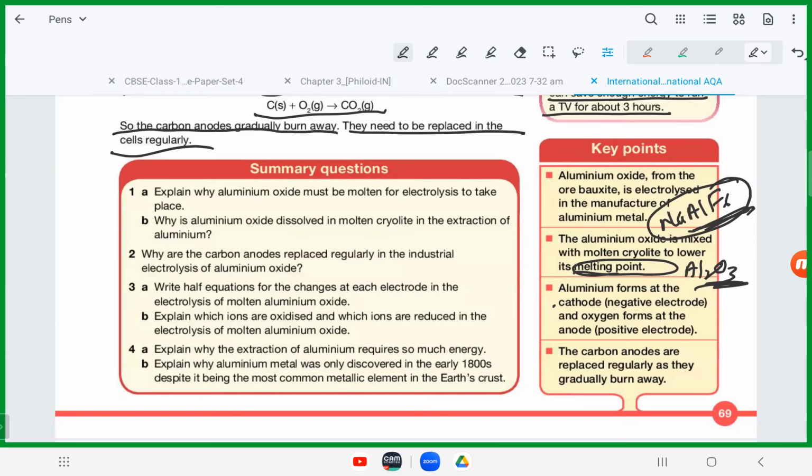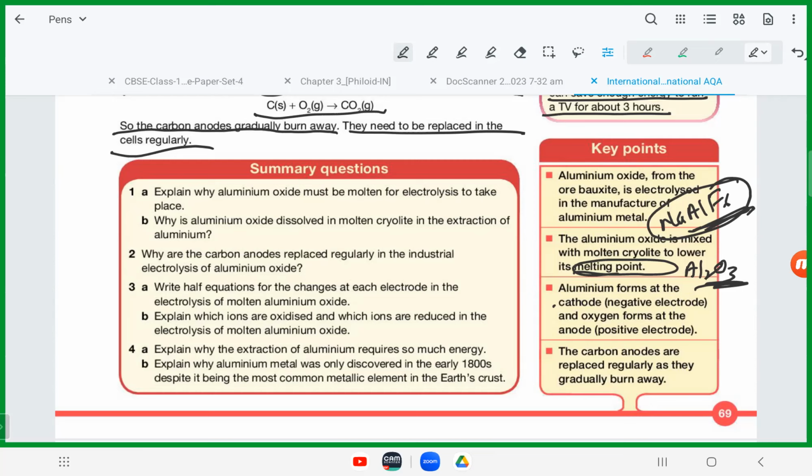Because aluminium is positively charged, so it goes to the negative. Oxygen is negatively charged, so it goes to the positive. The carbon anodes are replaced regularly as they gradually burn away. Very good.